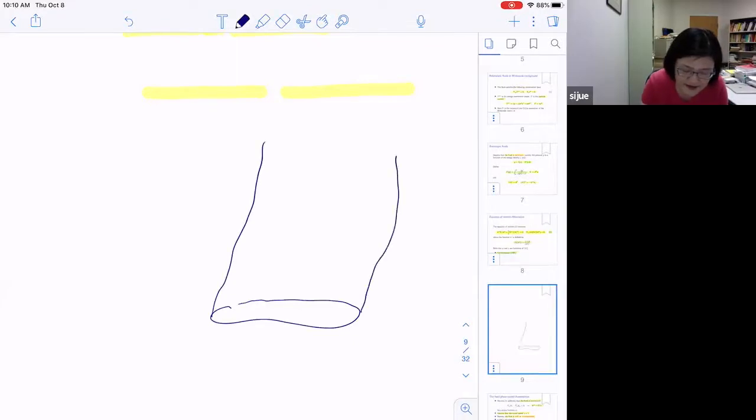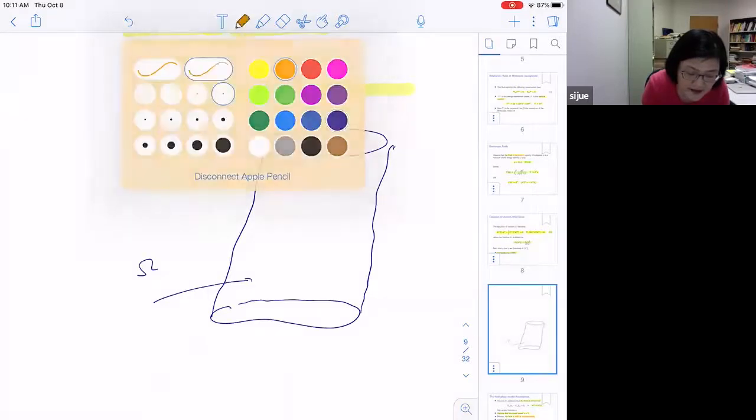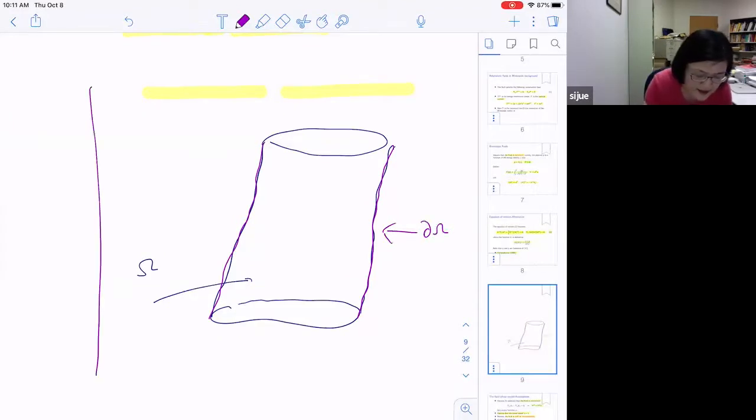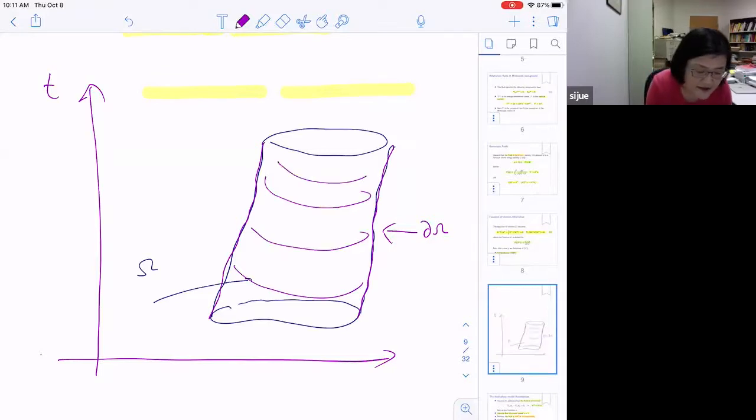So this whole domain is omega, and the time-like boundary is only this part. It doesn't include the top and the bottom. So this is omega, and this is the time direction. So the time-like boundary is only this part.